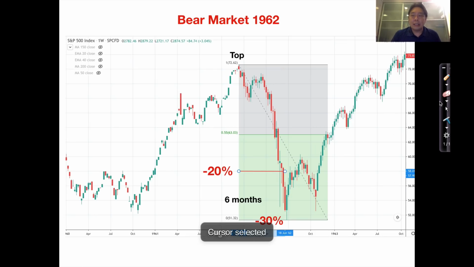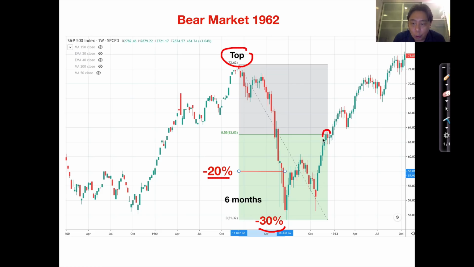Next, let's go on to 1962. That was the market top. That's the 20% mark. So in 6 months, the market dropped into a bear market over here, continued going down all the way to a 30% drop. Now, what happened after that? That low was made, it went up, came down, went up, and over here you can see it closed again above the 55% mark, and hallelujah, away we go. New highs. Never made a new low.